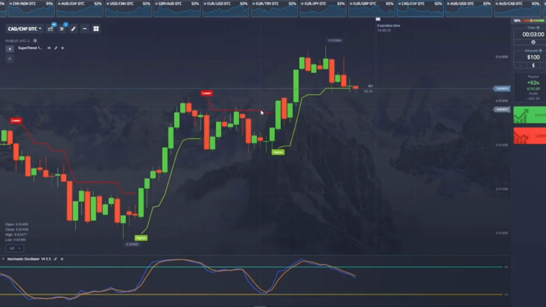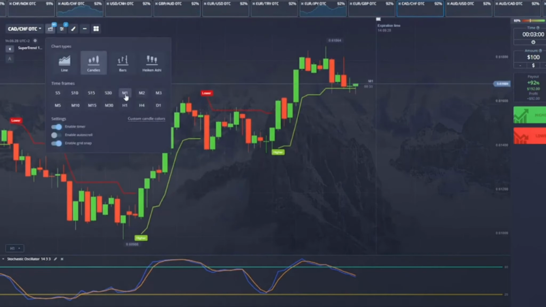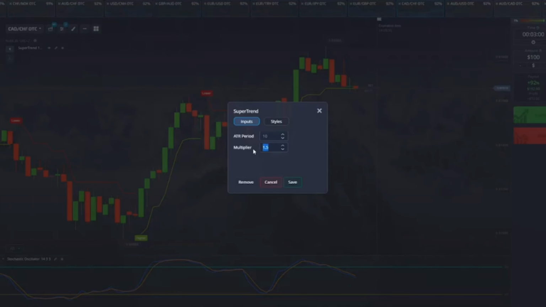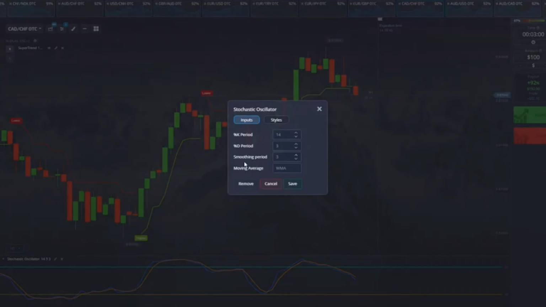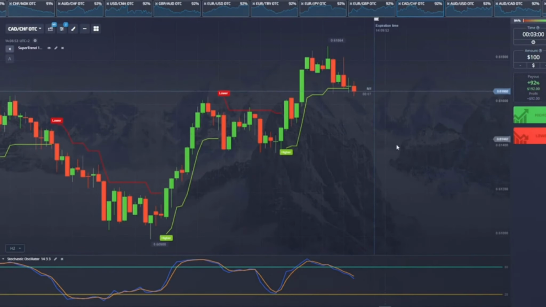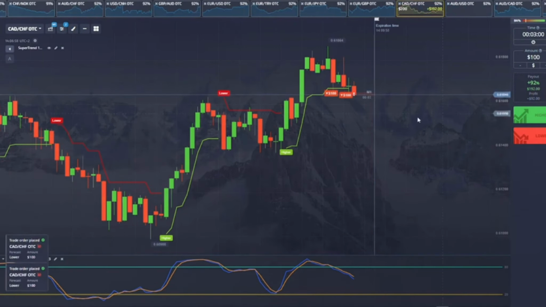Hello everyone, today we are taking trades on Pocket Option following these two indicators on screen. The SuperTrend indicator: ATR period 10 and multiplier 1.5, and save. The Stochastic Oscillator is used with default settings and the moving average type WMA.